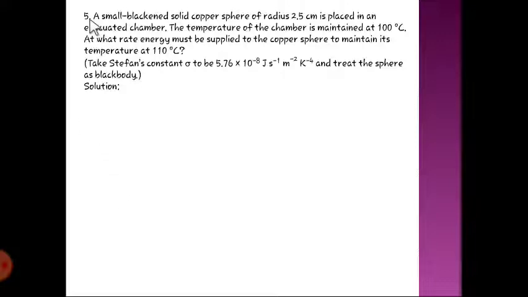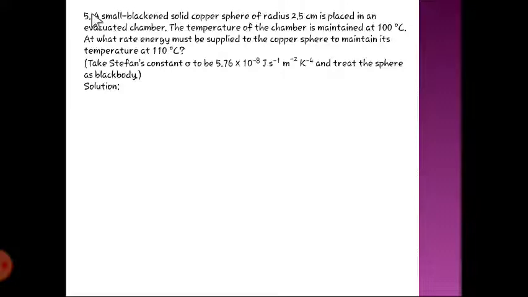Here is the next problem, which is the fifth one. A small blackened solid copper sphere of radius 2.5 centimeter is placed in an evacuated chamber. The temperature of the chamber is maintained at 100 degrees Celsius. Try to imagine this kind of numerical. An evacuated chamber is there, in which a small blackened copper sphere is placed.